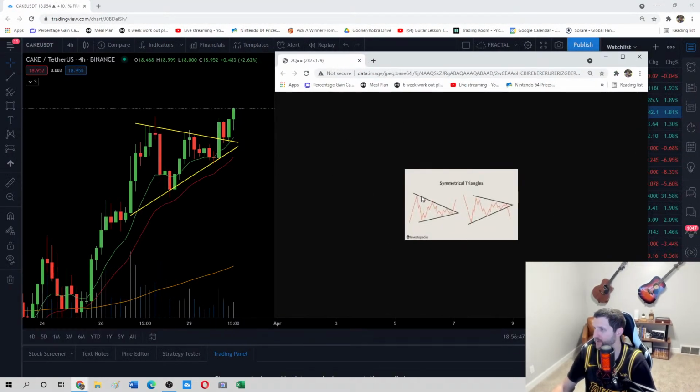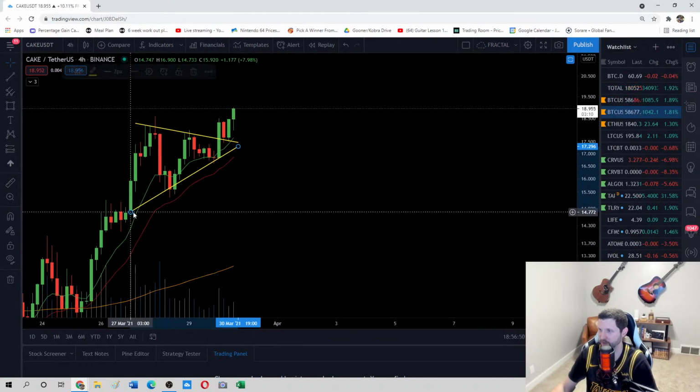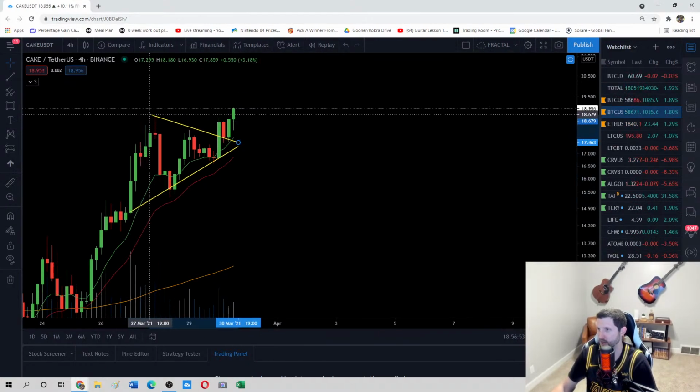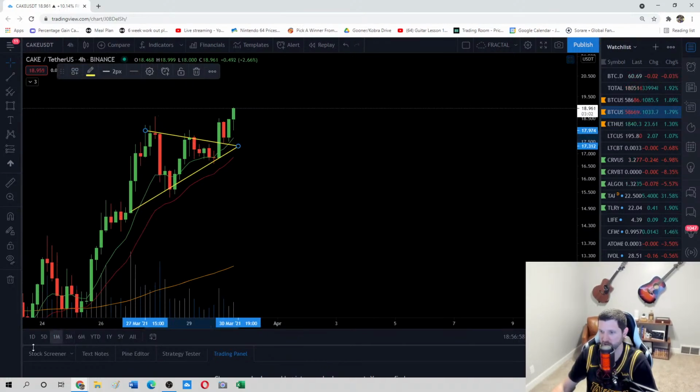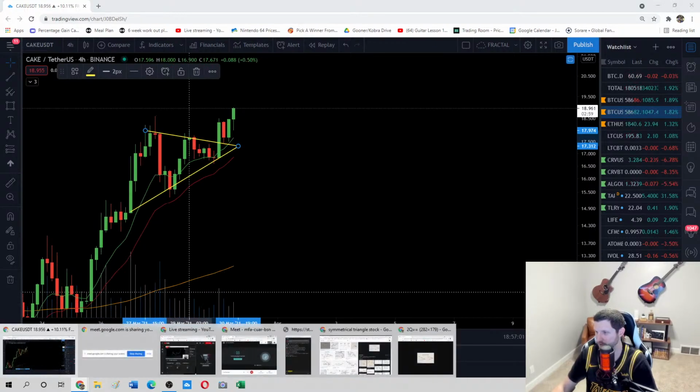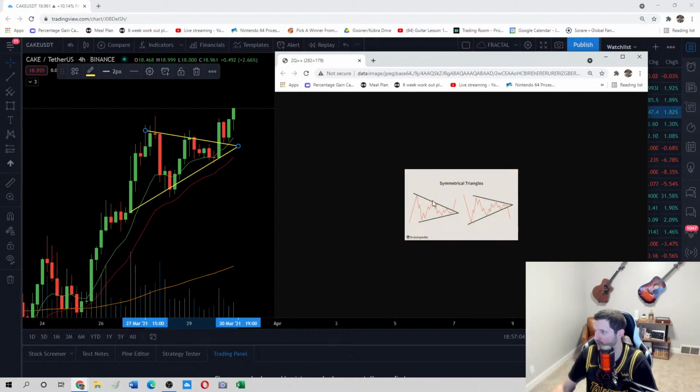Okay, so symmetrical triangle. Basically, it's symmetrical. This one's not perfectly symmetrical, but I still like it. Maybe if I use the wicks, it'd be more symmetrical. I don't like using wicks to draw my patterns. I like to draw them off candles, but everyone has their own thing that they do. So here's our symmetrical triangle. And basically what happens is price goes up into it, which is important. So price went up into it, and then we drop, bounce around in it, drop, bounce around, and break out the top. And that's a continuation pattern, meaning that you expect price to continue out of these. So when it's going up into a symmetrical triangle, you expect it to continue up out of it. When it goes down, you would expect it to go down out of it.